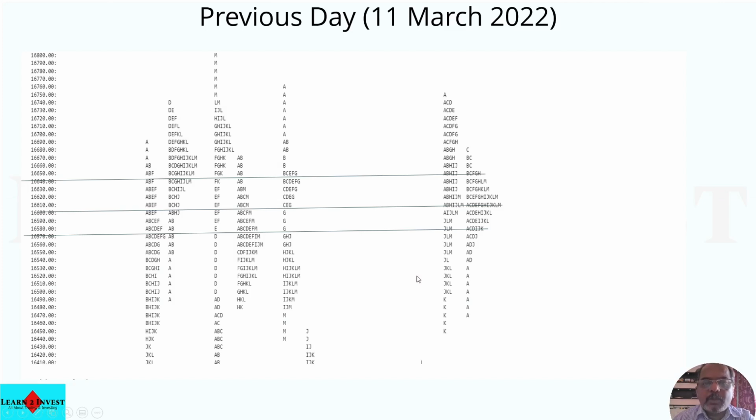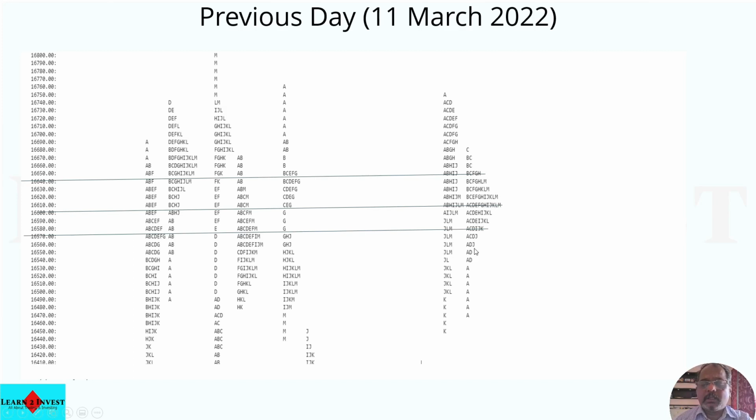So today is 14th of March. The previous day was Friday, 11th of March, and this is how the profile was. This is called market in balance. First of all, there are a lot of days which have traded around these areas, and Friday's profile also is a very nice distribution with a very clear point of control and very clear value area.